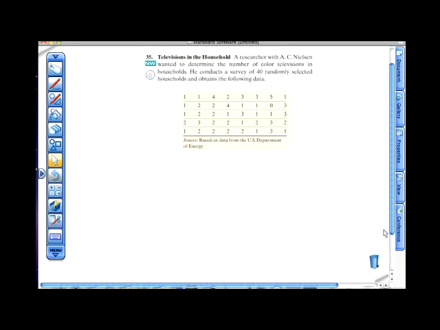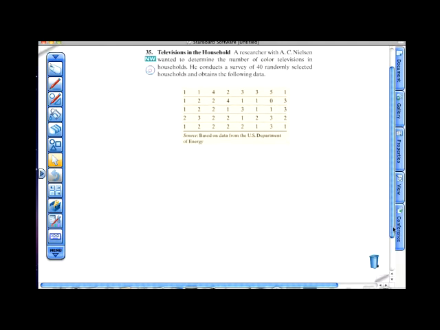Okay, here is some more data. This is from your book, in 2.2, number 35. Here we have some discrete data: the number of televisions in a household. A researcher with AC Nielsen, a pretty large national polling organization, wanted to determine the number of color televisions in households. So he conducted a survey of 40 randomly selected households and obtained the following data. So there is our sample size, 40.